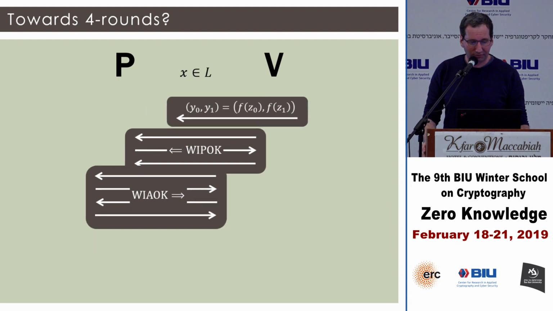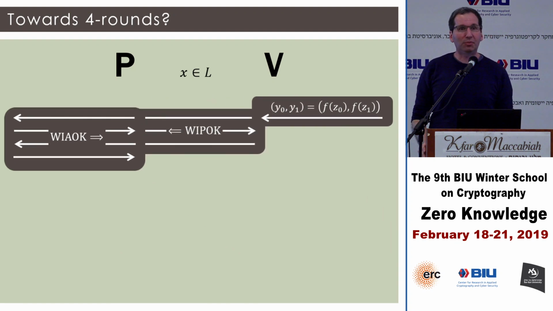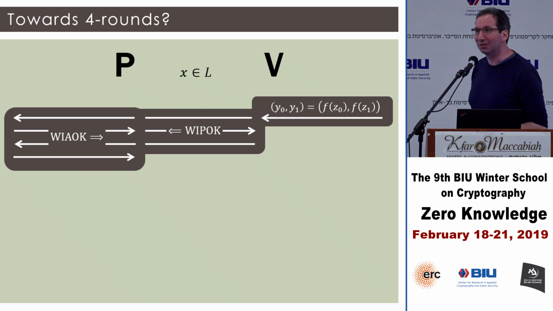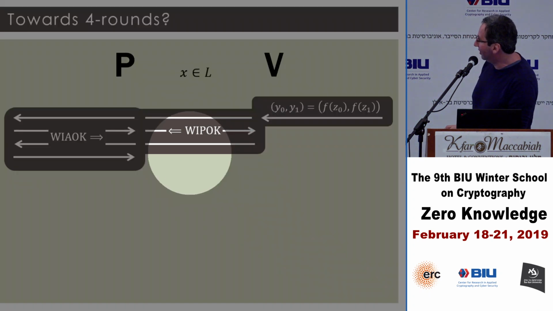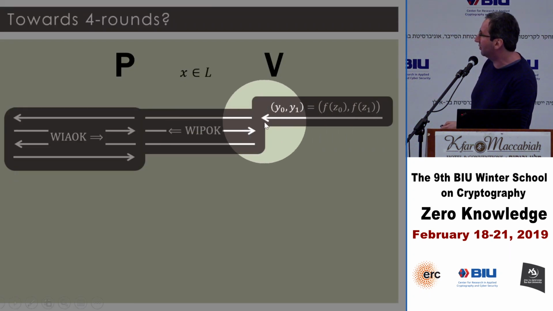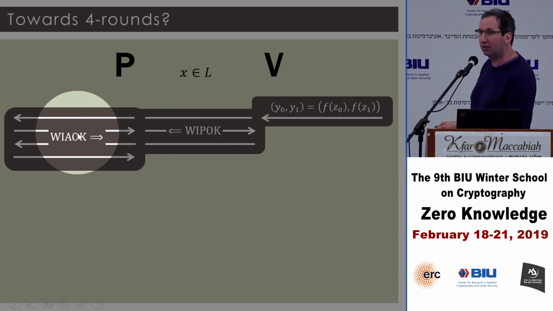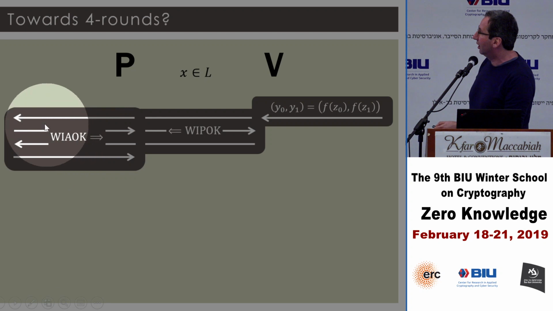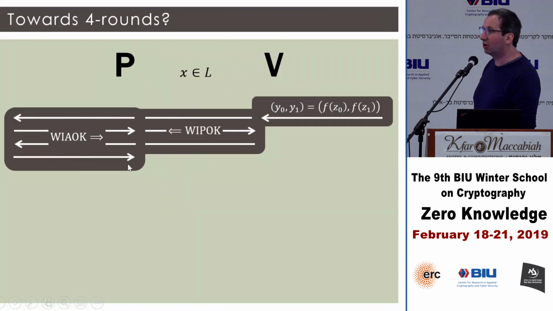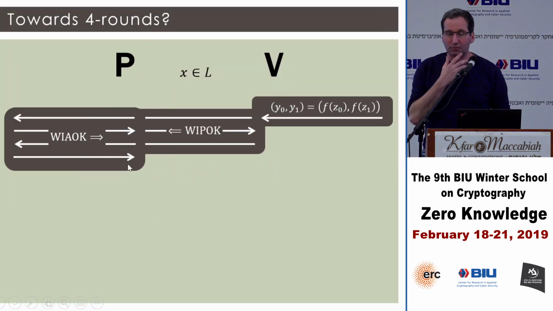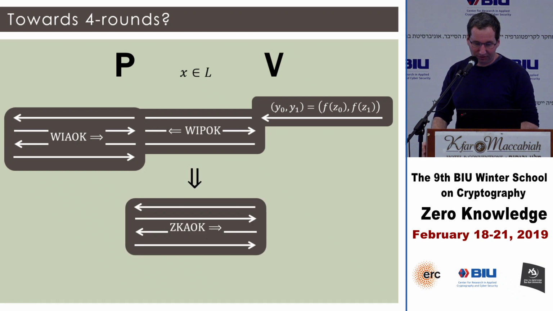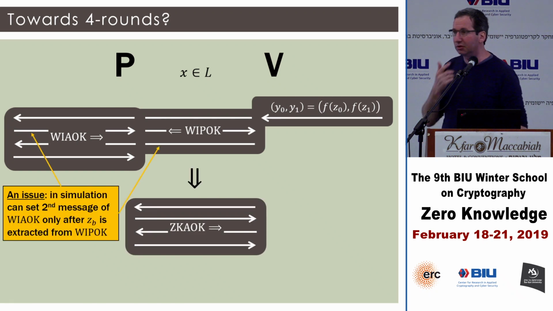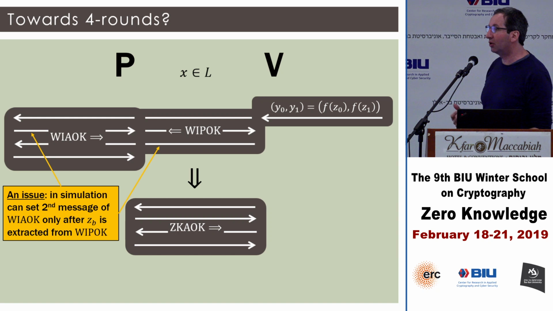Here's a suggestion. We piggyback the messages one over each other, okay? So we notice that the first message is independent of the statement. So it certainly can correspond to both of these first messages. And then we carry on and we get a total of 4 rounds. Except that, so this is the 4 round, except that it doesn't work. At least on the face of it.